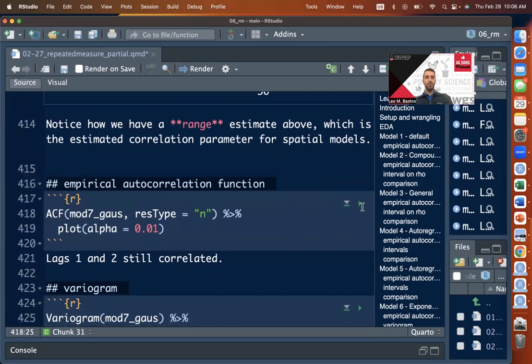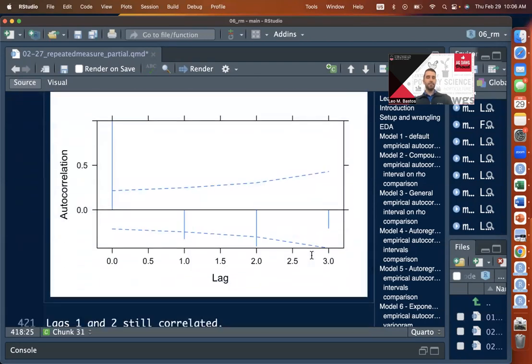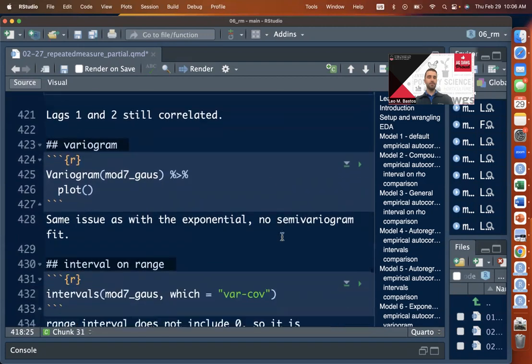Let's look at the autocorrelation plot again. Still very similar. Lags 1 and 2 are still going beyond the limits that we have here, so that's not what we want. Let's look again at the variogram.